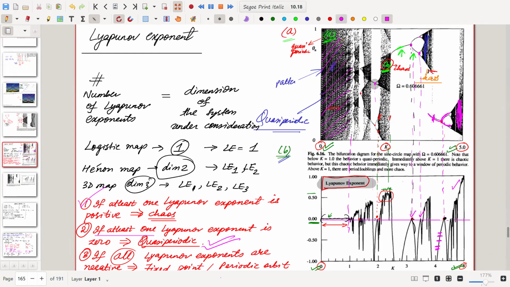So there are a lot of points. Maybe you can see this point. The Lyapunov exponent is touching zero. Even this point over here, you can see the Lyapunov exponent is touching zero, right? Fine. So yeah or no? Can you see?